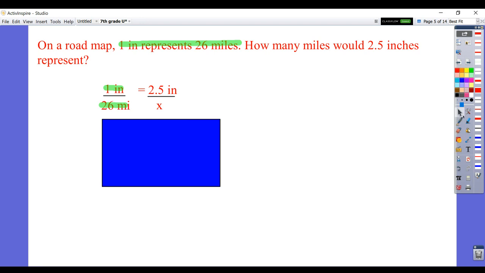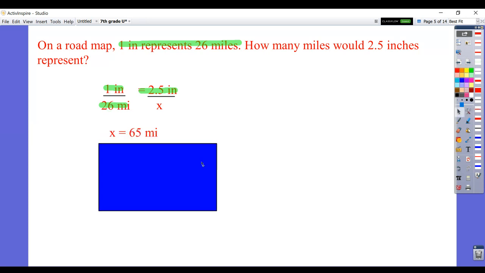And then we would put 2.5 inches across from inches, miles across from miles here. And then you can use your cross products to solve. So 2.5 times 26 divided by 1 will give us the value of x, which is 65 miles.